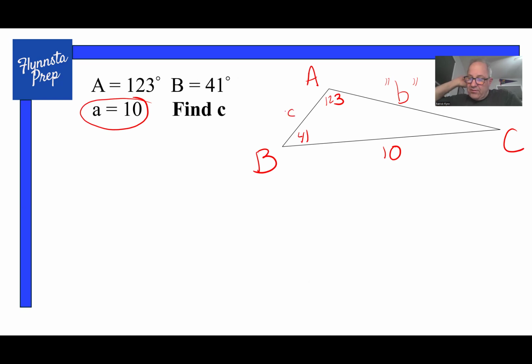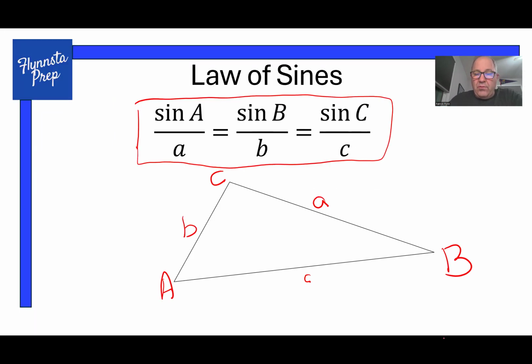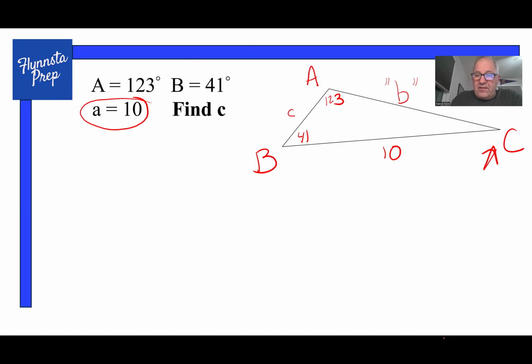Well, to figure out what angle C is, what we could do is just subtract from 180, right? We could take 180, subtract 41, subtract 123, and that would give us 16 degrees for C.